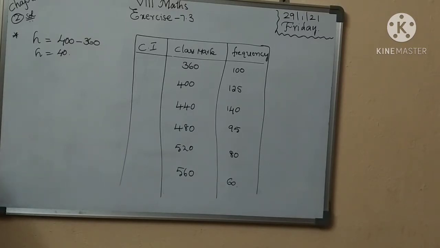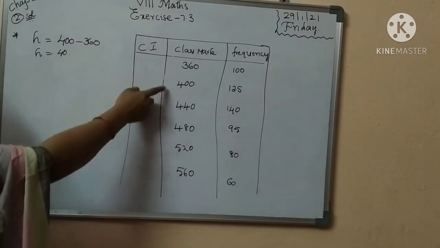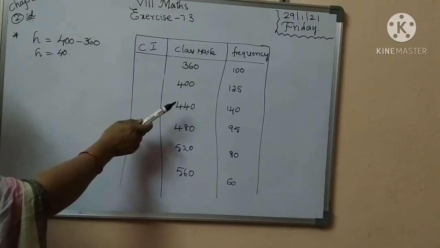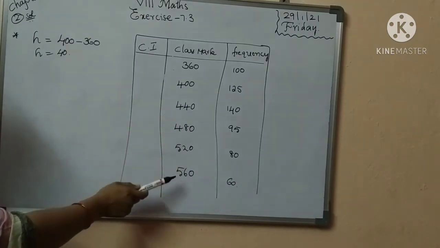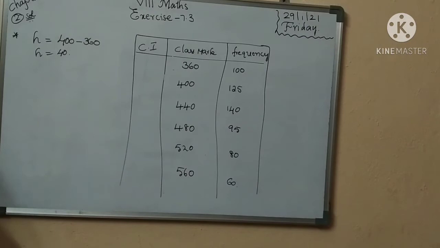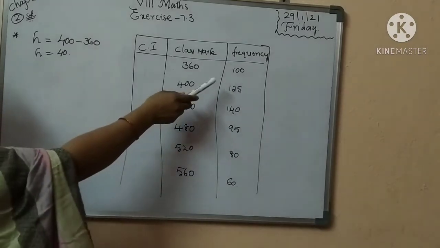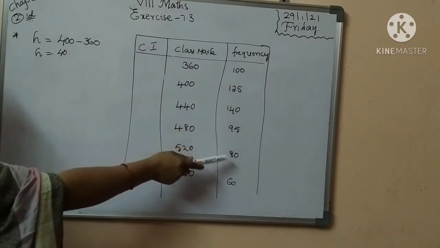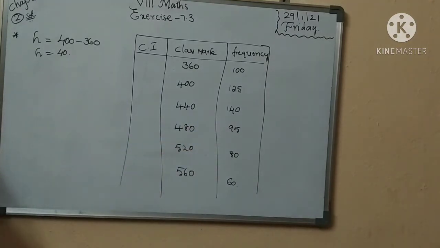The table already gives the class marks: 360, 400, 440, 480, 520 and 560. What is a class mark? It is the mid value. Here the class intervals are not given, so we have to find them. The frequencies are also given: 100, 125, 140, 95, 80, 60. These are given in the textbook.